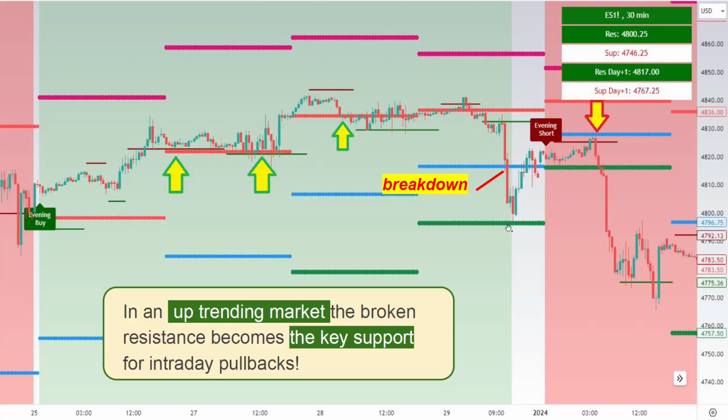But look what happened then. Price anyway came back up, retested the blue support from below, and that was the official short signal. That was the official trigger to consider the trend changed from the bull one, green background, to the bear one, red background. And the same principle applied. In an uptrending market, the broken resistance was the key support. In a downtrending market, the broken support turned into the key resistance.